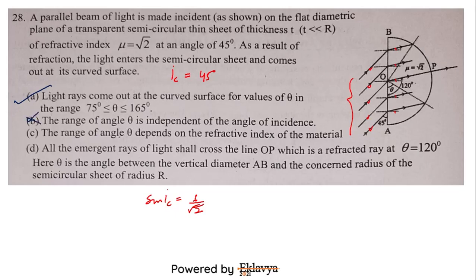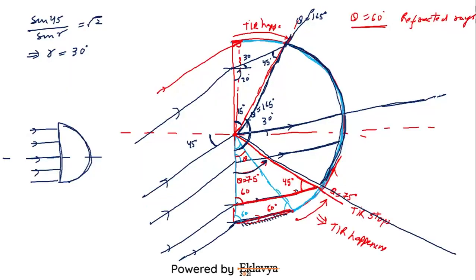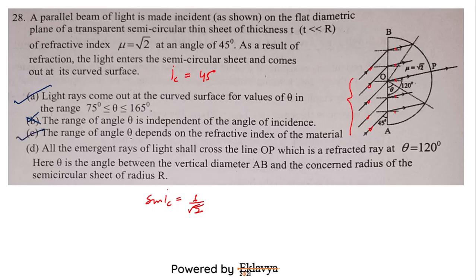The range of theta depends on the refractive index. Again, this looks quite obvious, because let's consider a case in which we make the refractive index very close to 1. Let's say something close to 1.0001. So that will drastically increase the critical angle, and it becomes less and less probable that TIR will ever take place. So if we change the value of mu, we can modify the chances of TIR taking place, and that will also lead to a change in the range of theta. So this is correct. It depends on the refractive index.